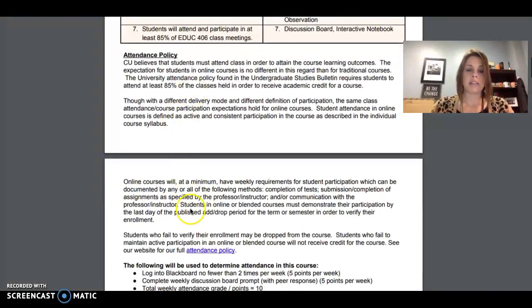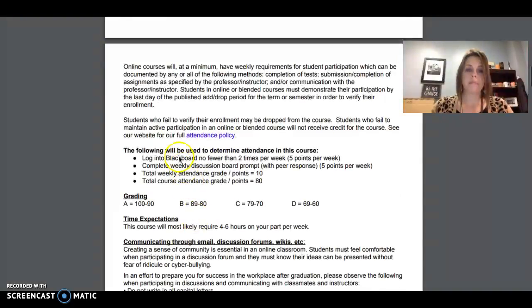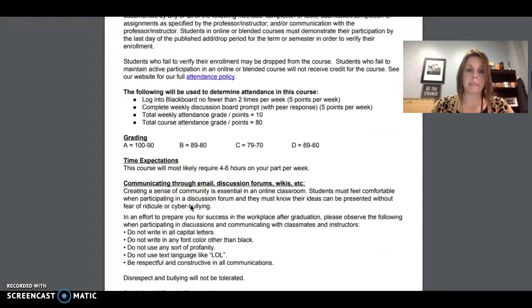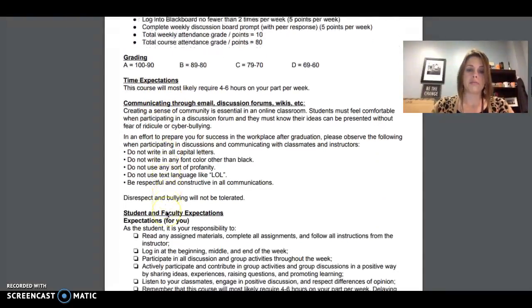So the attendance policy is here. You can check that. I will measure attendance in this class through your logins and your weekly discussion boards. So you get points for your discussion boards, and here is how that works. So please make sure that you're completing those discussion boards as intended. All of this other information I'm going to let you read on your own.